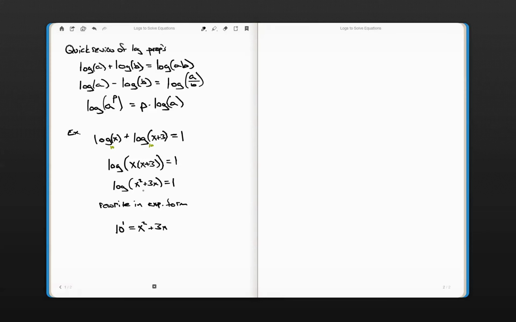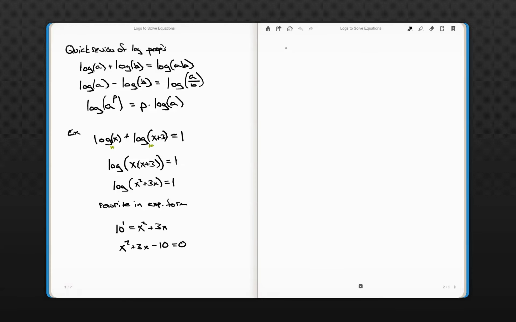plus 3x, right? Where did that 10 come from? That was the base here that we implied in green. So 10 to the first equals x squared plus 3x. Well, this looks a little familiar. I can rewrite this like this. I'll subtract the 10 from both sides and say that x squared plus 3x minus 10 equals 0. All right. Well, next page.